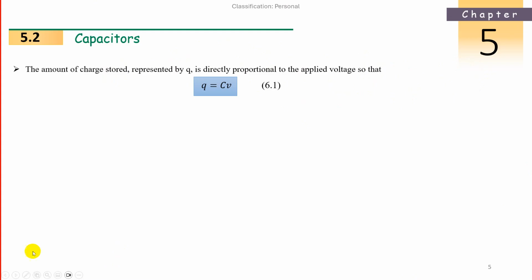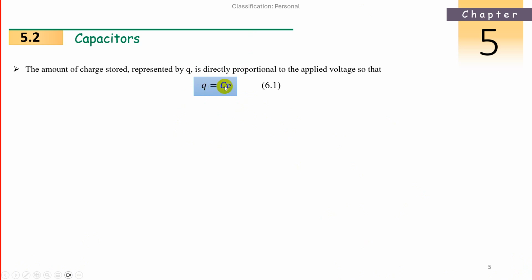The complete charge, plus and minus together, is represented by small q, and it is directly proportional to the applied voltage, because we are giving some voltage. So if you change the voltage, the charge will change. Increase, increase, decrease, decrease. So the charge is directly proportional to the voltage, and the proportionality is removed by a constant. That constant is nothing but capacitance. Means the capacitor value is your constant of proportionality.